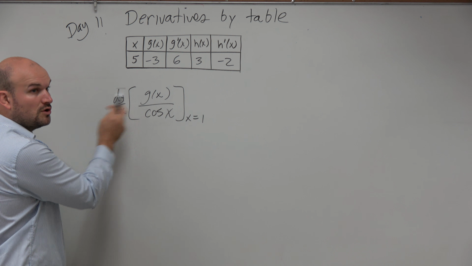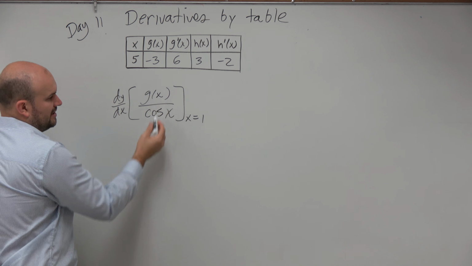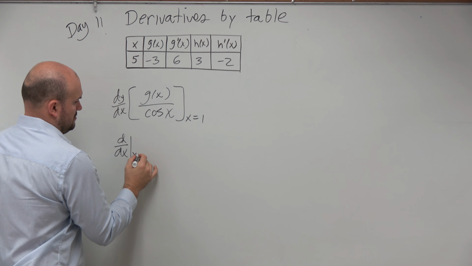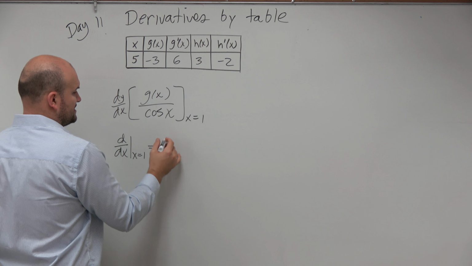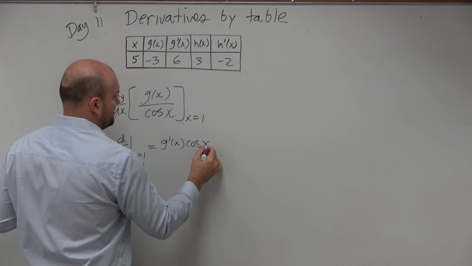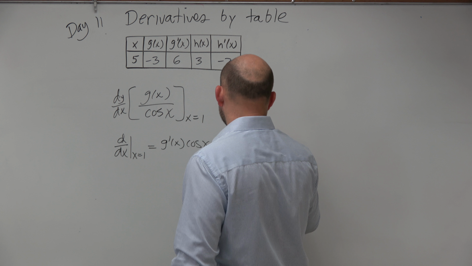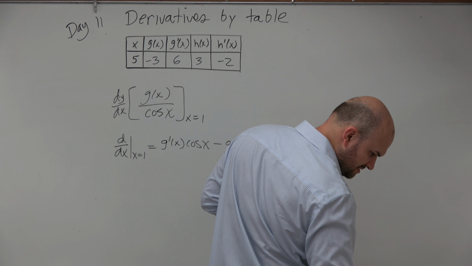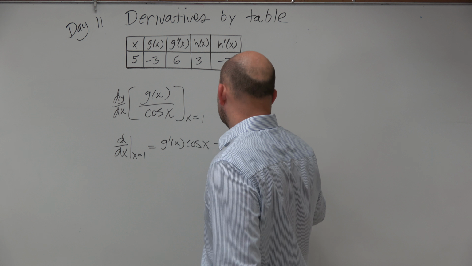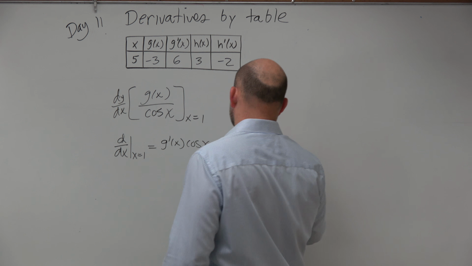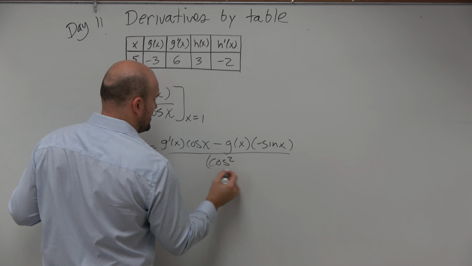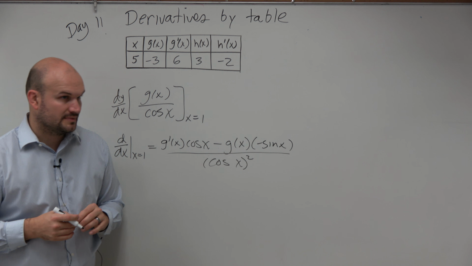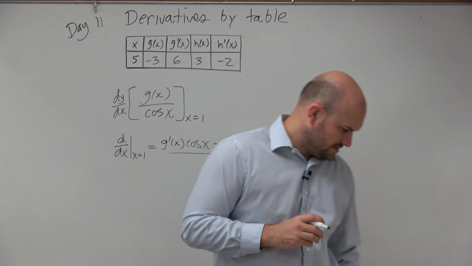So first thing, guys, we notice that we have the quotient rule coming up here, right? So by applying the quotient rule, the way that I'm going to do this is we'll say we're going to take g prime of x times cosine of x minus g of x times the derivative of cosine of x, which is going to be negative sine of x, all over cosine of x squared.